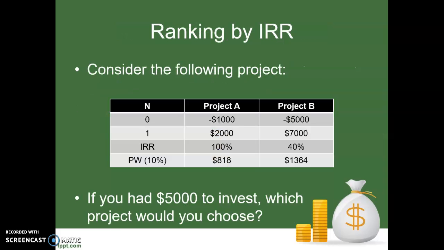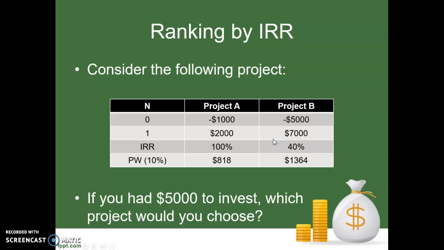Let's look at an example here where we have 2 projects, Project A and B. Project A is going to cost us $1,000. Project B is going to cost us $5,000. After 1 year, Project A is going to make us $2,000. Project B is going to make us $7,000. So the internal rate of return for Project A is 100%. The internal rate of return for Project B is only 40%.